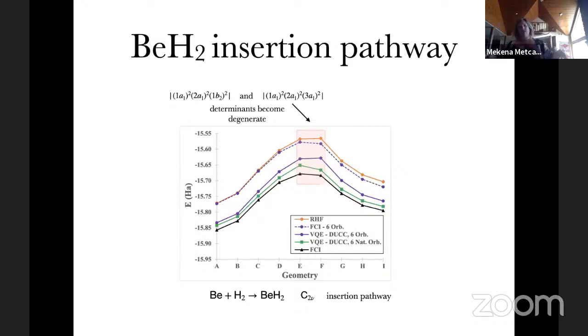The top one, the RHF in orange, is the CCSDTQ in the 6 spatial orbital space with these restricted Hartree-Fock orbitals. Below it, the purple curve is the VQE DUCC in that same space. So yes, it captured more energy. The shape looks very similar, but with the natural orbitals we can get an even better energy.